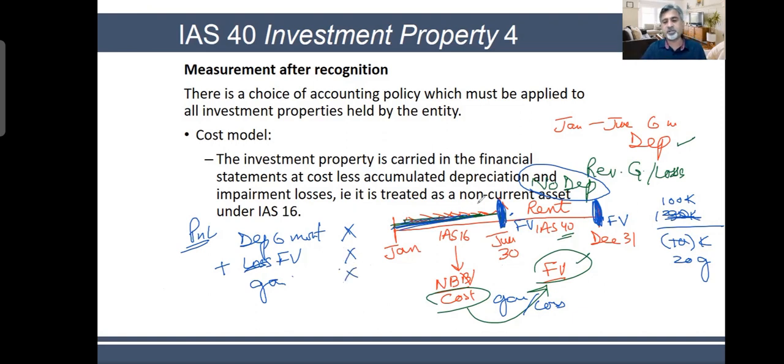When you make a switch, what you need to understand is that you only calculate 6 months depreciation and that goes to your P&L. And then for the remaining 6 months, no depreciation, but I do calculate the fair value, and any gains and losses in fair value should be reflected into P&L because now it is IAS 40.